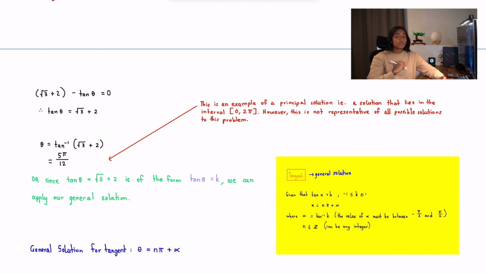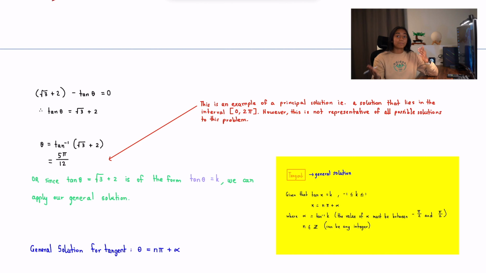However, when we do solve for theta, this would only be a principal solution. So remember, the principal solution only covers the solutions that lie in the interval 0 and 2 pi. It is not representative of all solutions. However, the general solution is.